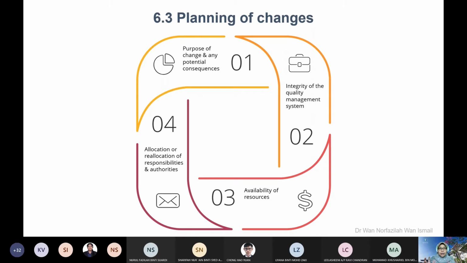Okay, let's say after 10 years, the performance of this GCMS has degraded. So it performs less well. You want to change to a new GCMS, you need very good planning. So what do you need to consider in the planning of changes? First, the purpose of the change and any potential consequences. Just now we were talking about GCMS. What is the purpose of changing the old GCMS to the new GCMS?